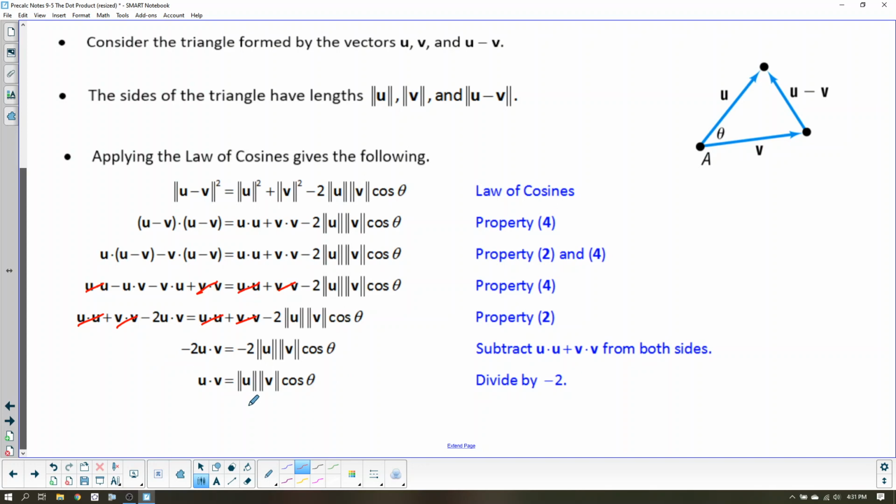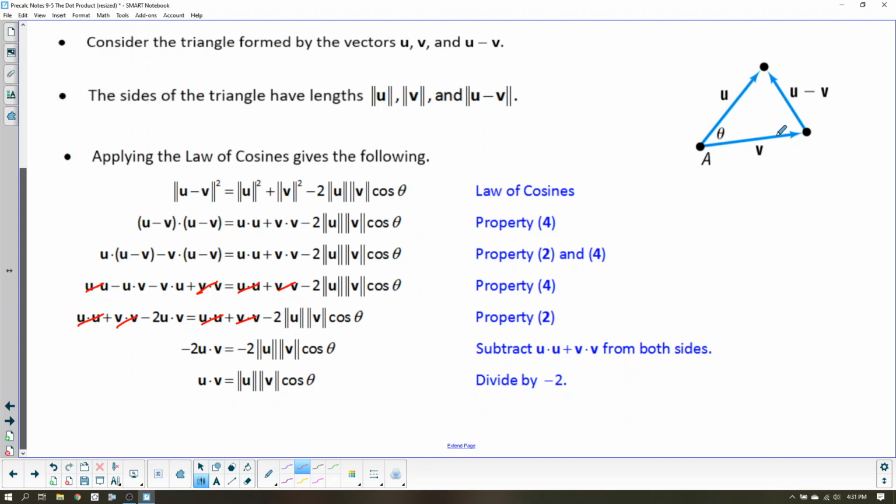Now, this formula is useful in and of itself. It tells us we could find the dot product of two vectors by simply knowing the magnitude of each and multiplying it by the cosine of the angle in between them. Just an alternate formula for finding the dot product.